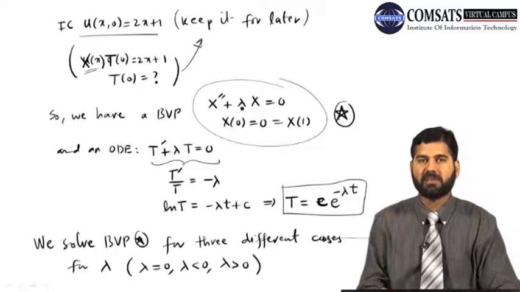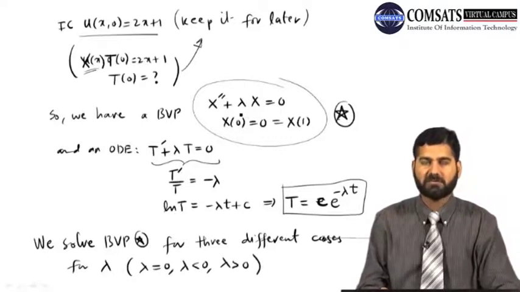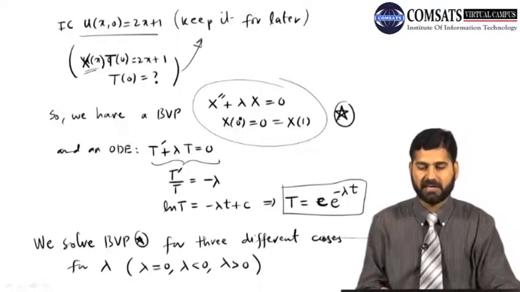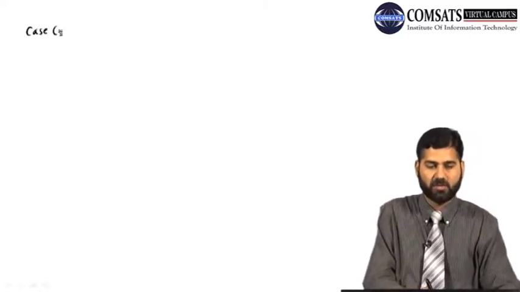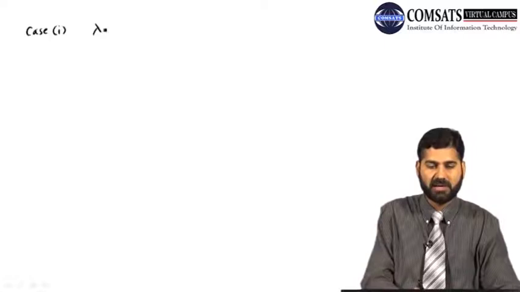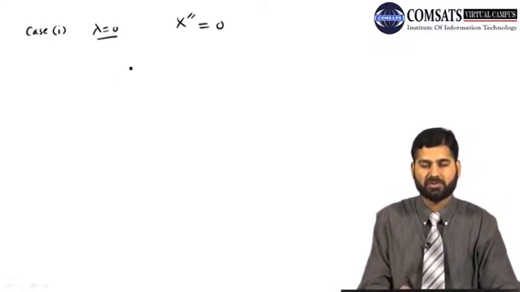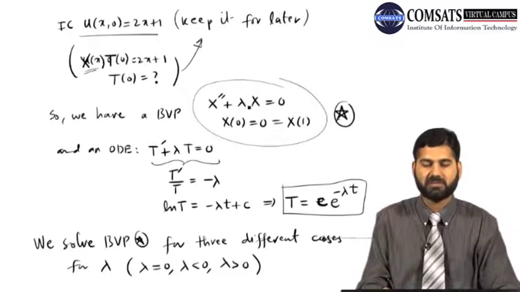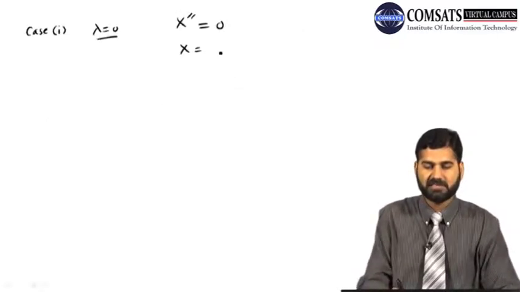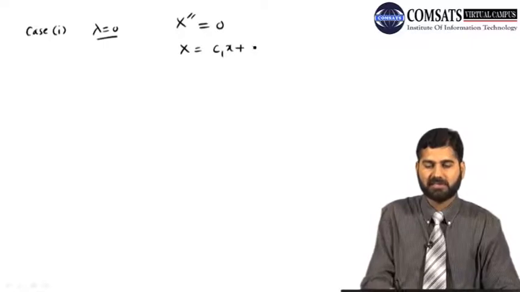What will happen if lambda is 0? What will happen if lambda is positive? And what will happen if lambda is negative? So these are the three cases. So first let's start with case 1. Case 1 is lambda is equal to 0. If lambda is equal to 0, then our equation is X double prime equal to 0, right? This lambda is 0, then this term drops out. So from here X is equal to c1 x plus c2.